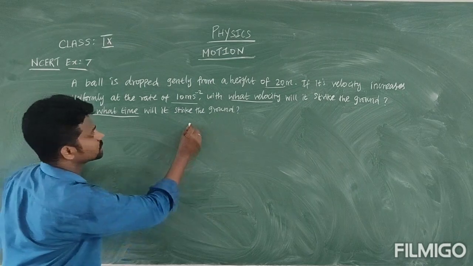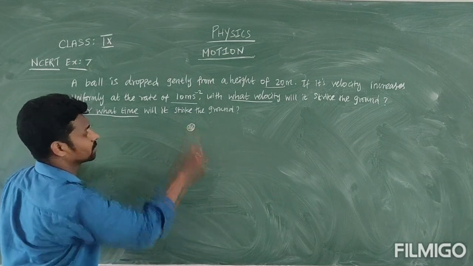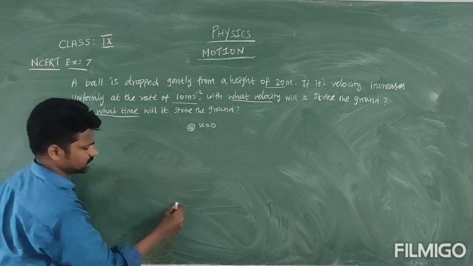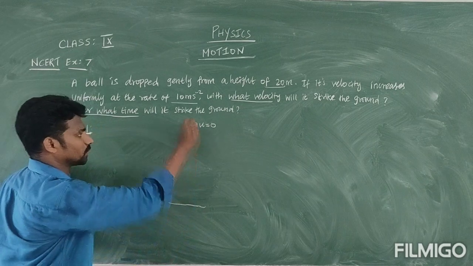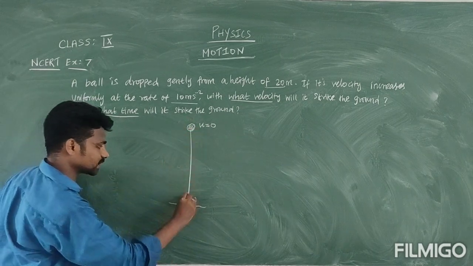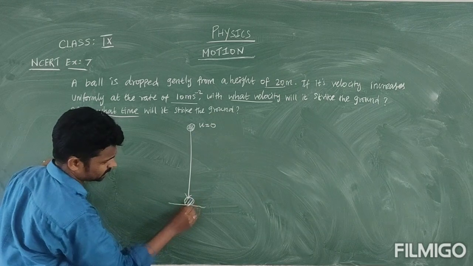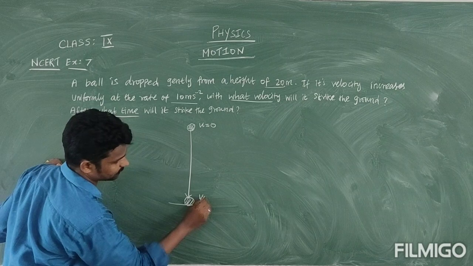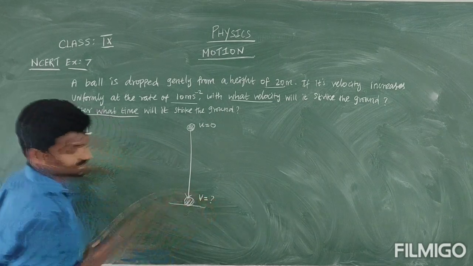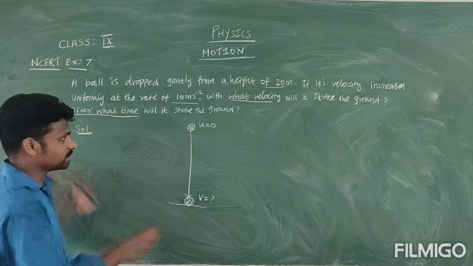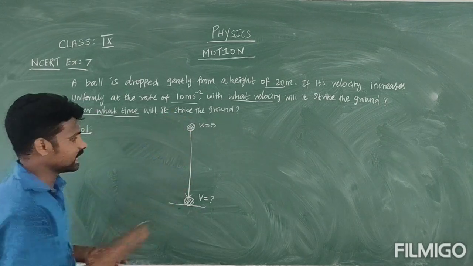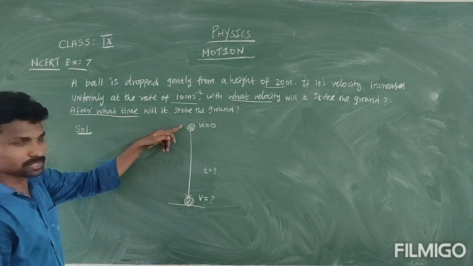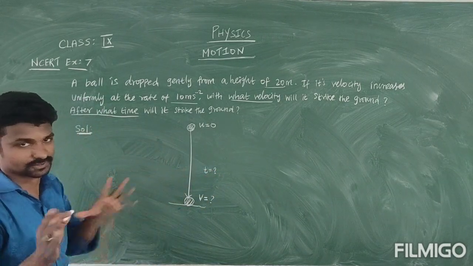Let's take one object. Now I leave this object. In this position the initial velocity is 0. Now it is the ground. I leave that, so it will reach the ground. While reaching the ground, the final velocity is what? That is the velocity. And also the time taken to reach the ground, from the top to the end position. This is the question.